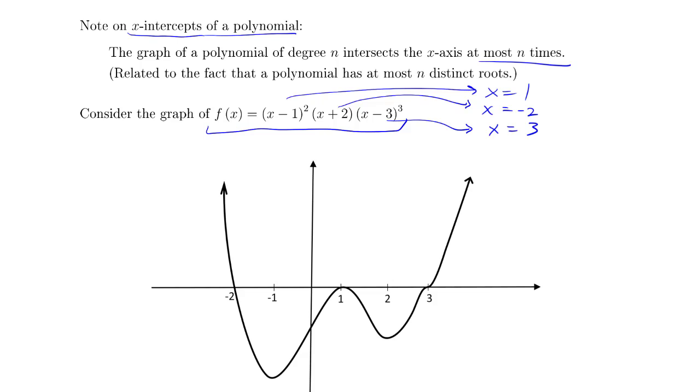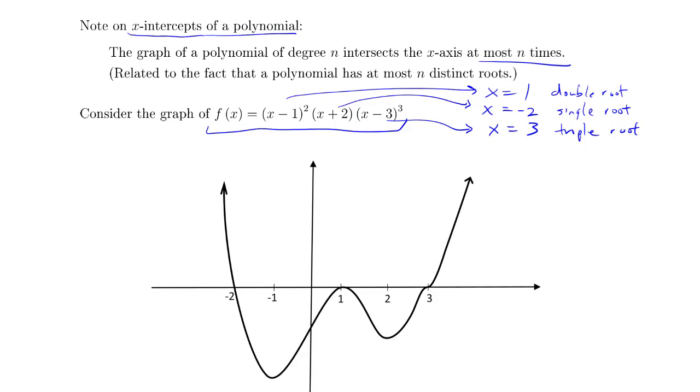So x minus 1 squared tells me that this one is a double root. The x minus 2 is a single root. And the 3 is a triple root. So I have 3 threes, 1 minus 2, and 2 ones, a total of 6, including the double counting.